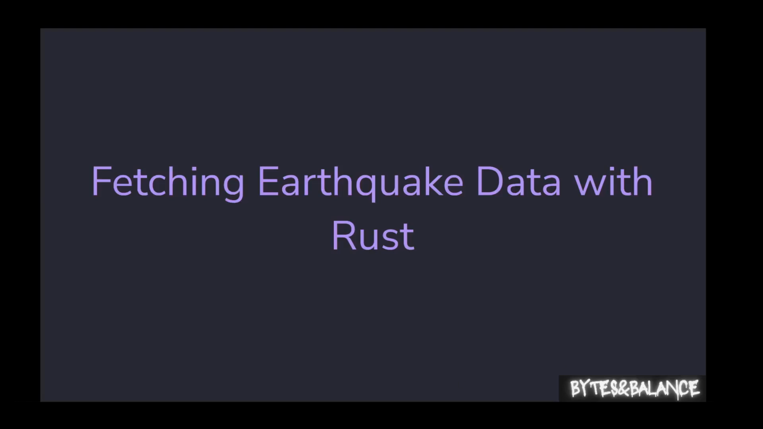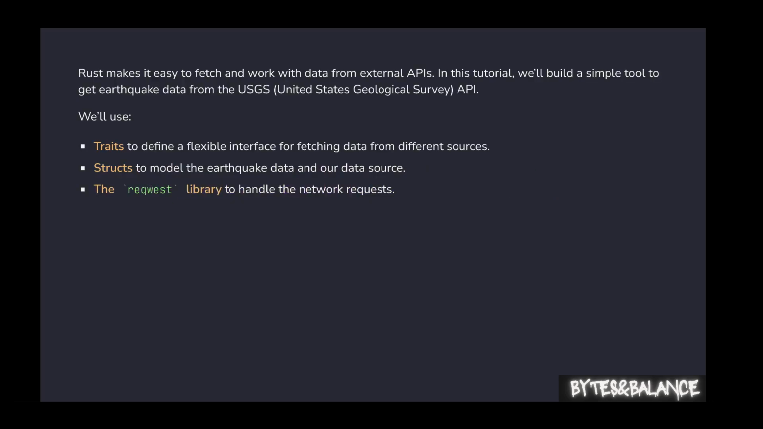In the first chapter of this course, we are building a tool to retrieve earthquake information from the USGS API. During this chapter, I will cover some of the Rust concepts. The concepts are traits, which are for defining standardized interfaces for data sources, structs, which are used to model our earthquake data, and crates, for example, we use requests to handle network requests.